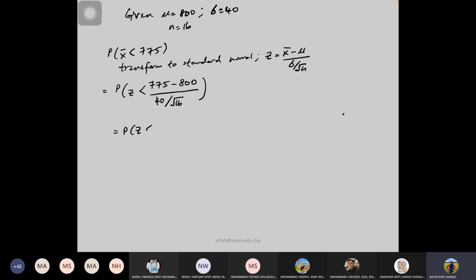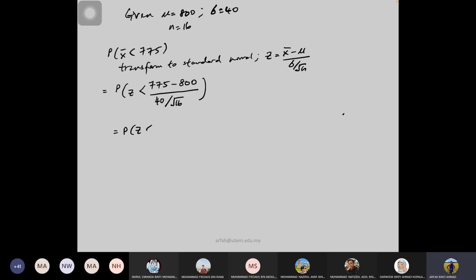Dan dapat? Dan dapat? Cuba bagi jawapan. 0.0062. Yap, betul. Yang lain dapat sama dengan siapa? Firdaus.